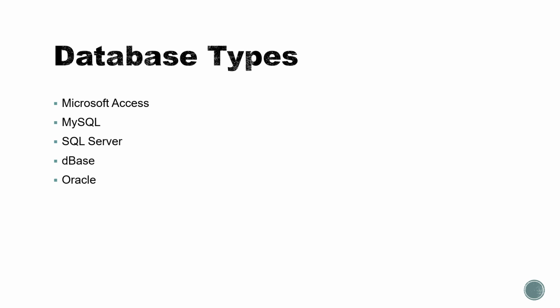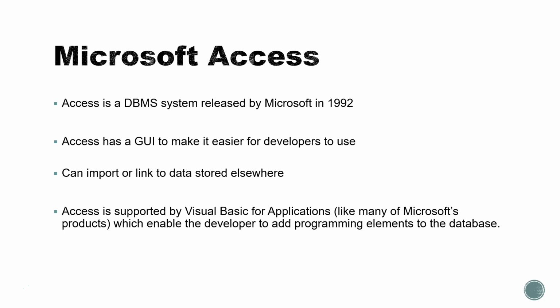DBase is one that I'm not going to talk about. It's actually the oldest database type, but isn't that frequently used, which is why I've left it out of this list. The first one I'm going to talk about is Access. Probably the most common one, especially among smaller businesses, because it's part of the Microsoft package, so it's just there. And it's one of the easier ones to set up.